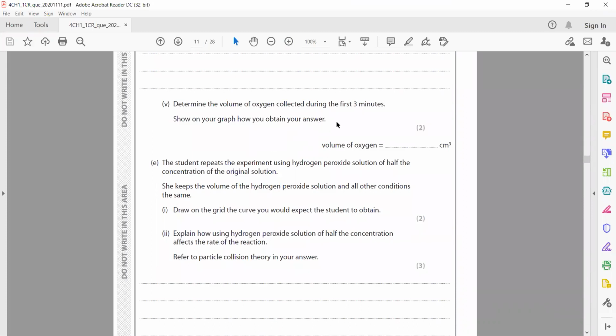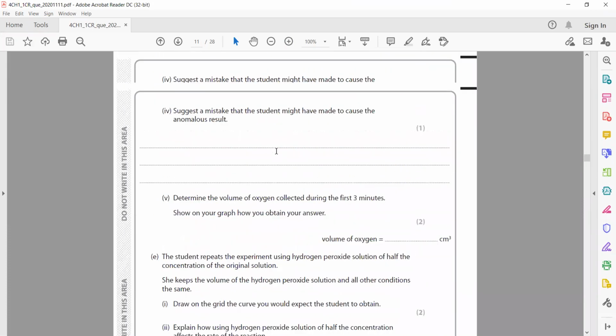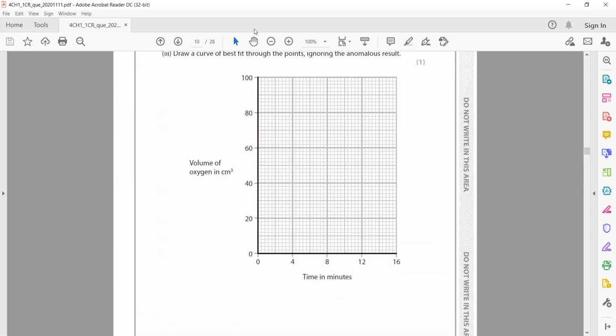Determine the volume of oxygen collected in the first 3 minutes. So using your graph, as you will have a graph.